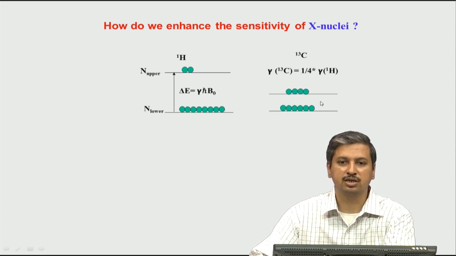The reason is that the sensitivity, that means how much signal you get in NMR, is directly proportional to polarization. So, this is very important. If your polarization is 4 times less for carbon compared to proton, then the signal also will be 4 times less in carbon compared to proton for the same concentration, for the same magnetic field at the same temperature.